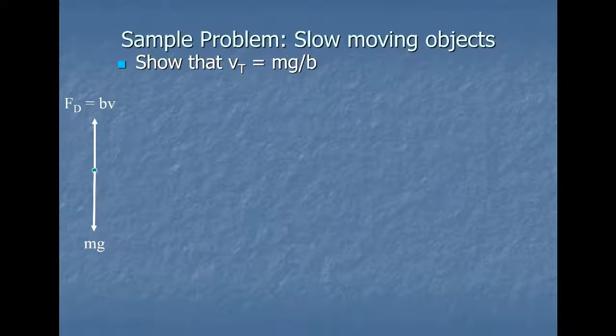So let's show that for slow-moving objects, when the drag force is equal to bv, terminal velocity is equal to mg over b. We can assume that downwards is positive to make our life easier, and then we can say that Fnet is equal to ma. Now Fnet is going to be mg downwards minus the drag force going upwards, and that's going to be equal to ma.